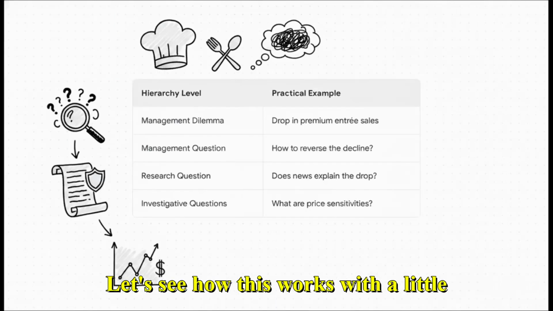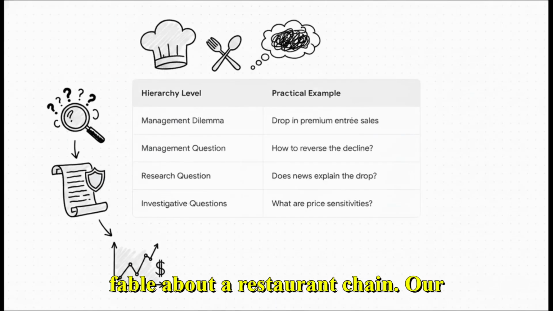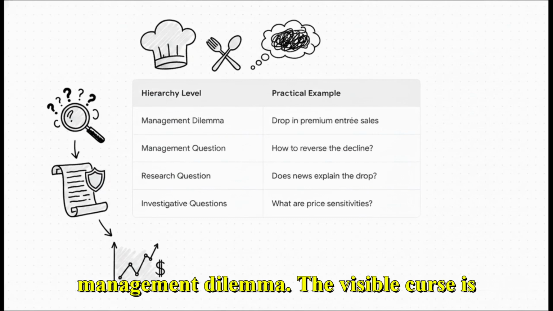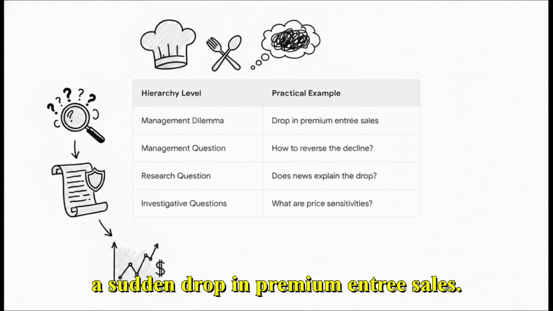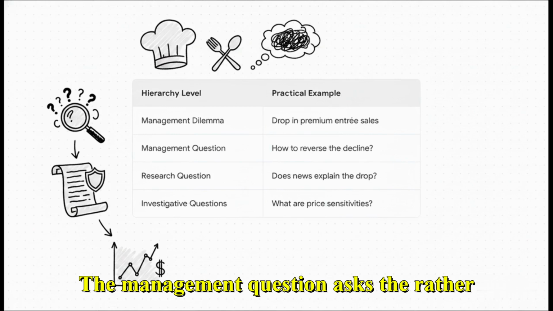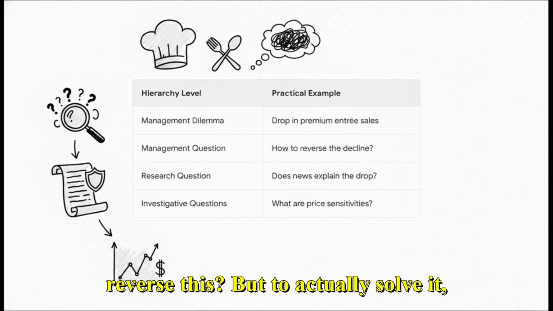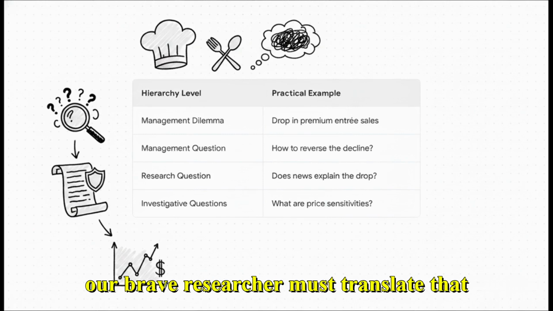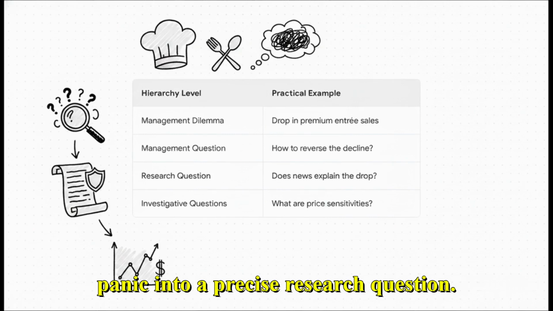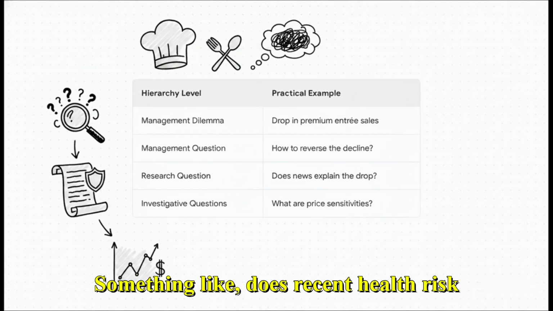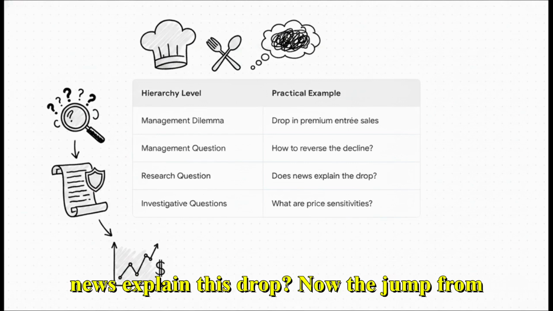It's a spectacular visual roadmap demonstrating precisely how a vast, terrifying problem narrows down into an actionable, concrete truth. Let's see how this works with a little fable about a restaurant chain. Our management dilemma, the visible curse, is a sudden drop in premium entree sales. The management question asks the rather desperate, broad query, how on earth do we reverse this? But to actually solve it, our brave researcher must translate that panic into a precise research question, something like, does recent health risk news explain this drop?